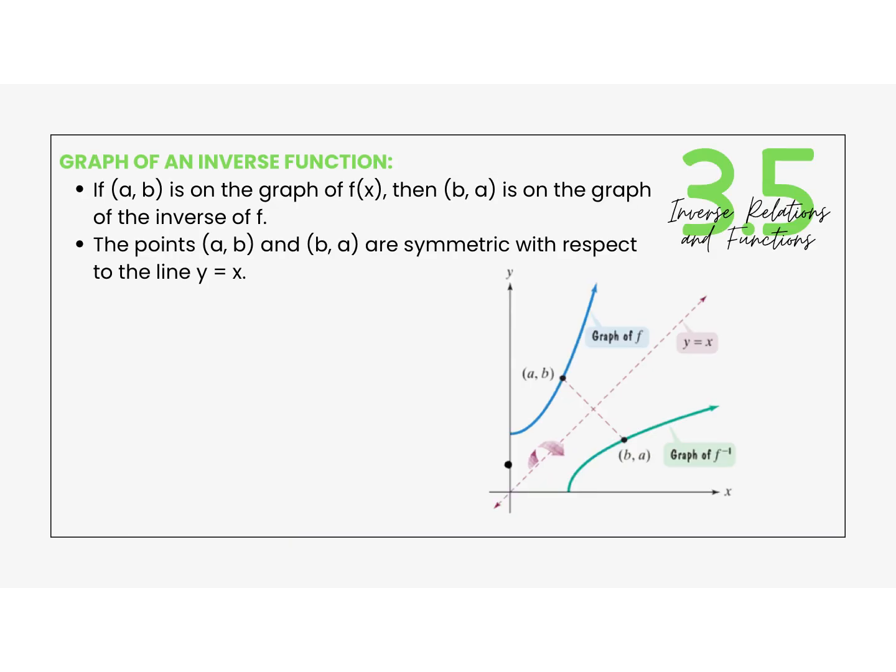All right, when we look at the graph of an inverse function, again, we're reversing these, right? So if (a, b) is on the graph of f of x, then (b, a) is on the graph of the inverse of x. We just flip the x and the y. And then the points (a, b) and (b, a) are symmetric with respect to the line y equals x. So if I look at this graph here, this is the line y equals x, and they are on opposite sides of that line. If you remember in geometry, we talked about reflections. So it's essentially reflected over that line.